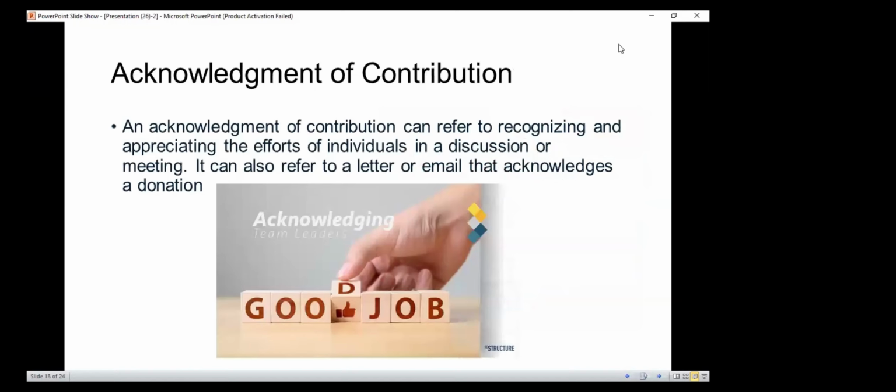Next, the point is about the acknowledgement of contributions. It is recognizing and appreciating the efforts of individuals who have played a role in your work. This could include collaborators, advisors, or anyone who has significantly supported your project or research.